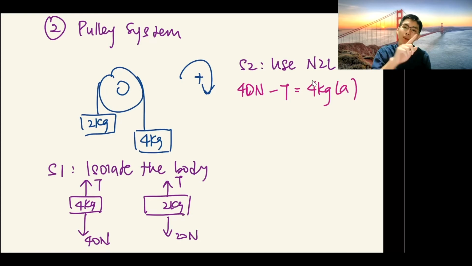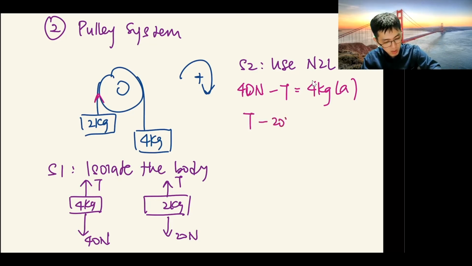Now we take a look at the other body. Which one is going in the clockwise direction? The tension is pointing in the clockwise direction. Which means tension will be positive, minus 20 Newtons equals 2 kg times a.